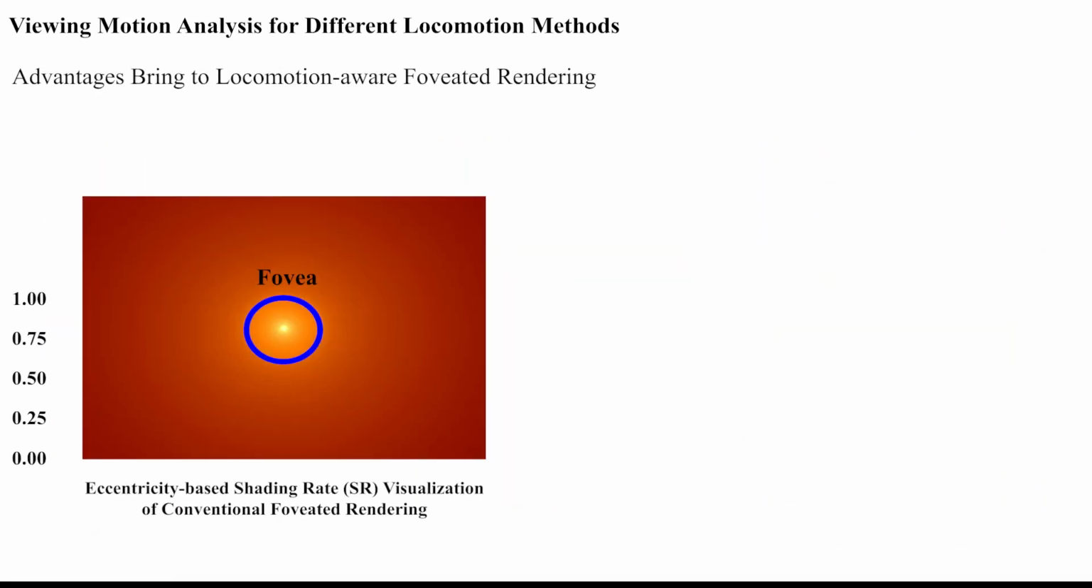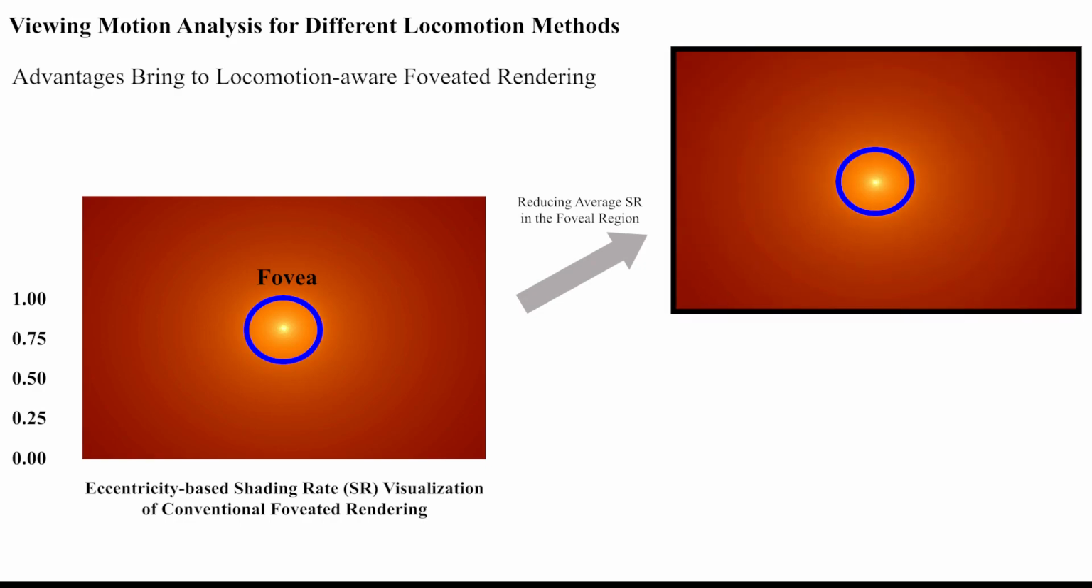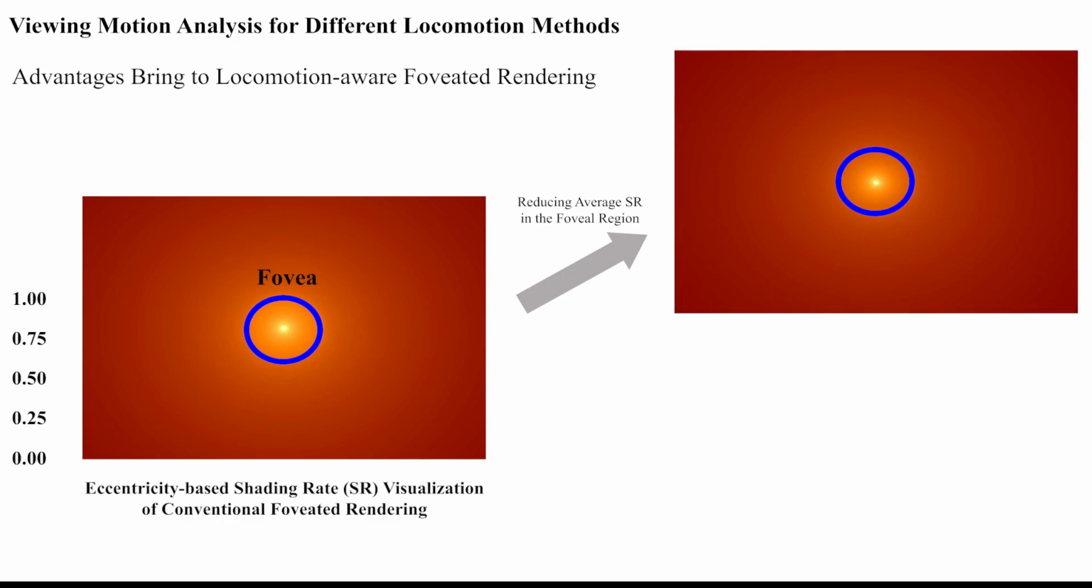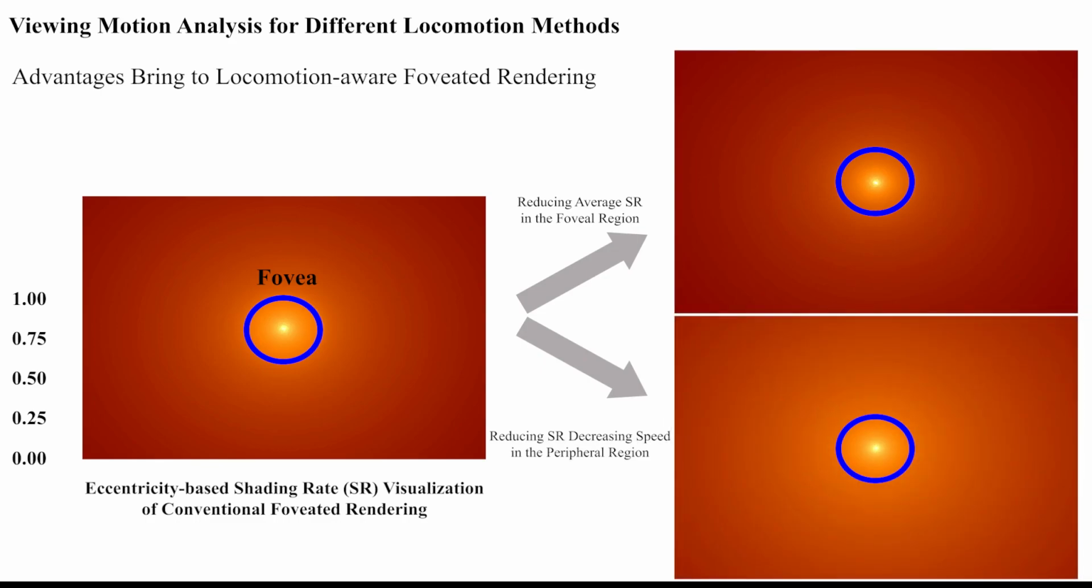The sensitivity of HVS varies with gaze and head motion. For those locomotion methods in which the user's gaze or head motion are not in static state frequently, the rendering quality of the foveal region can be reduced to a certain extent without sacrificing the perceptual visual quality. And reducing the shading rate decrease speed in the peripheral region can improve the perceptual visual quality.